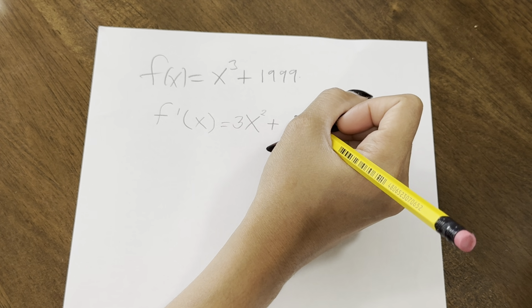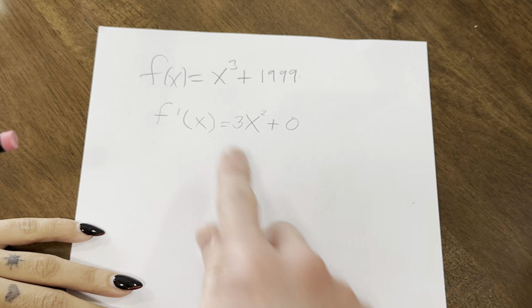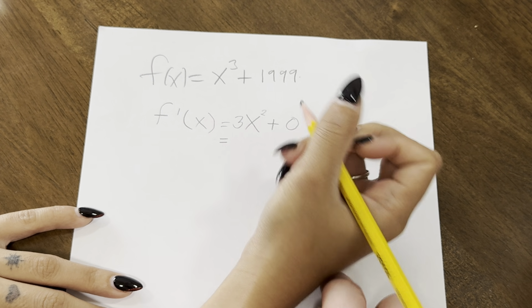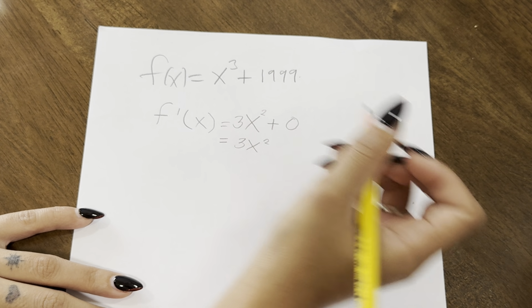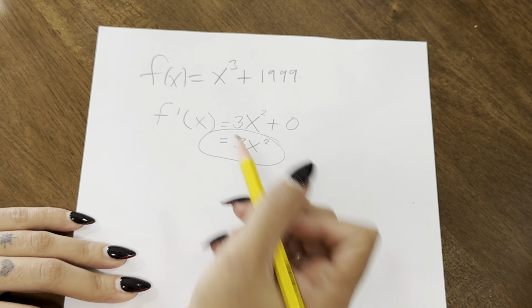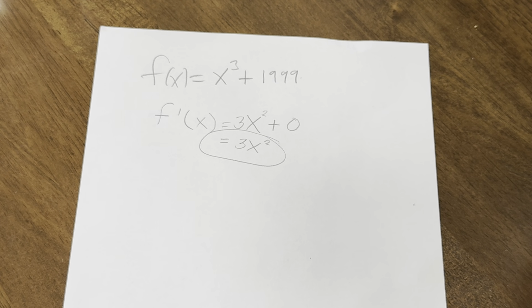What's the derivative of 1999? It's 0. And then go ahead. So equals. You can write it again. Put it equals again. Then just write 3x squared. That's it. And that would be the answer, because it's 0, you don't include it. You want to try one more?